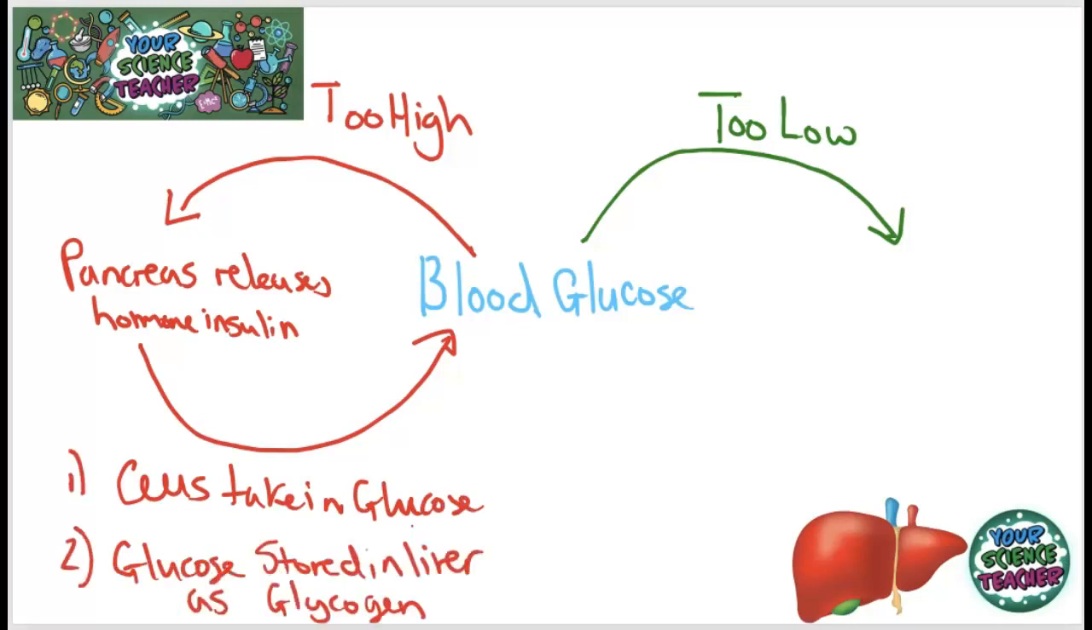Now, what happens if our blood glucose levels fall too low? Well, if our glucose is too low, our pancreas is so clever it can release another hormone. And this time it will release glucagon. Now, what this glucagon does is it will turn that stored glycogen back into glucose, and it will also tell our cells to start releasing some of the glucose that has been stored.